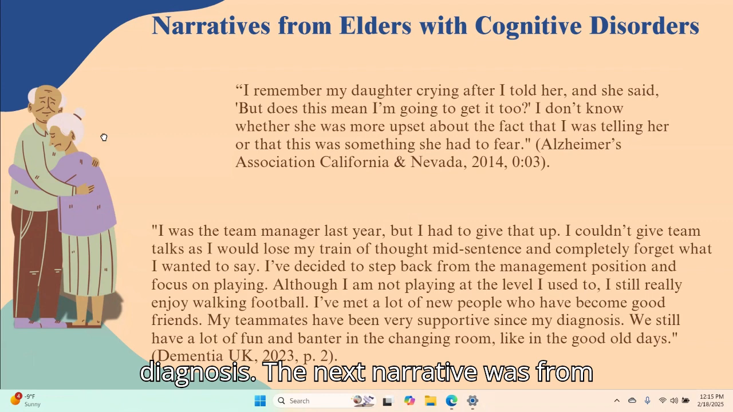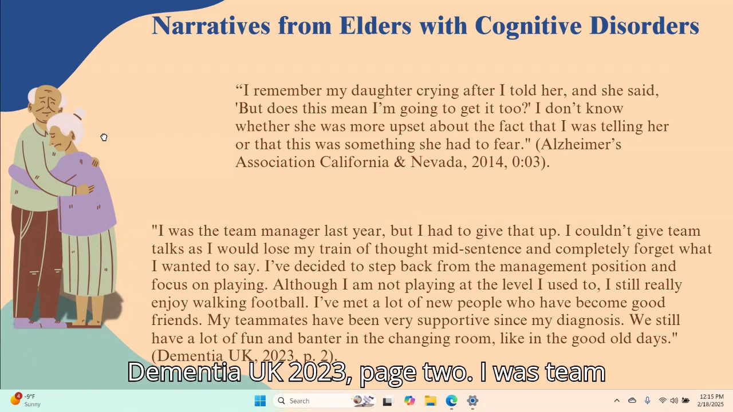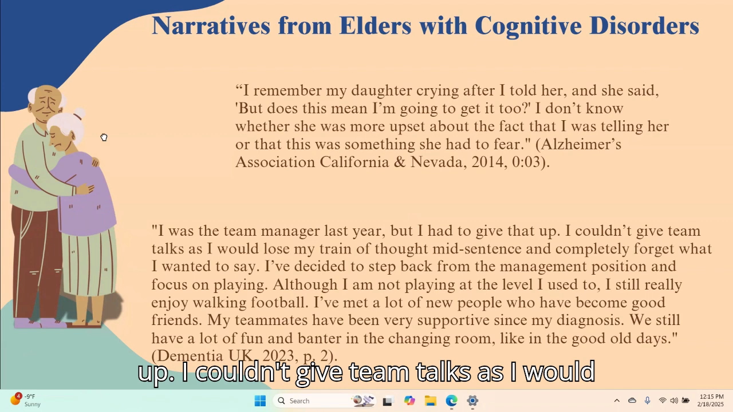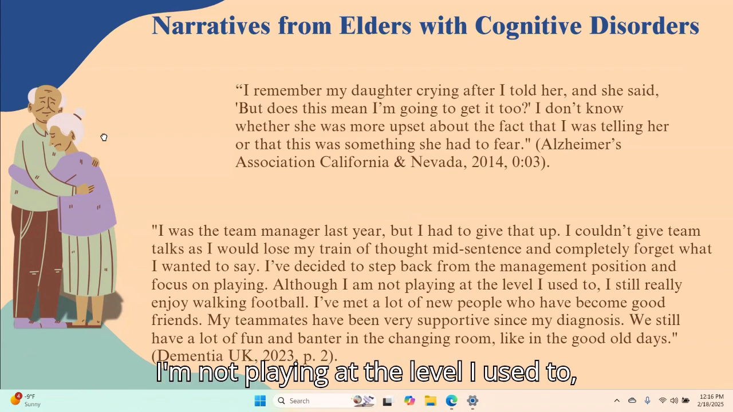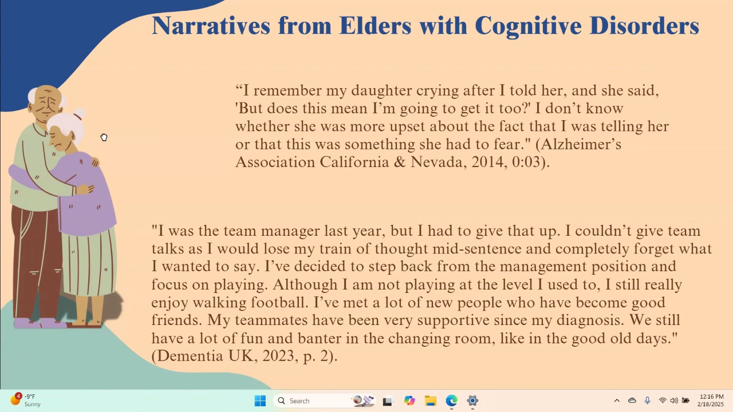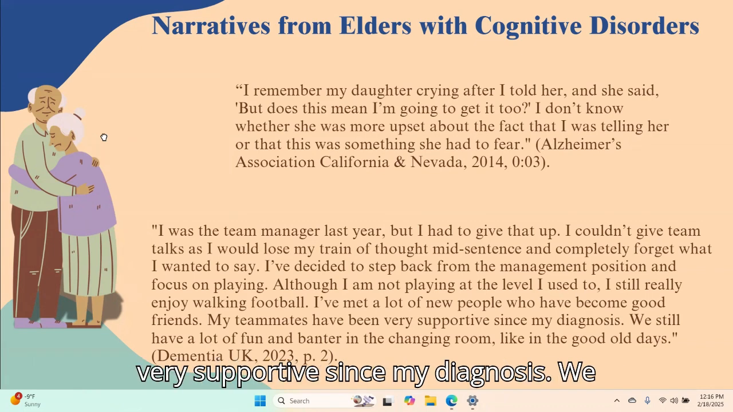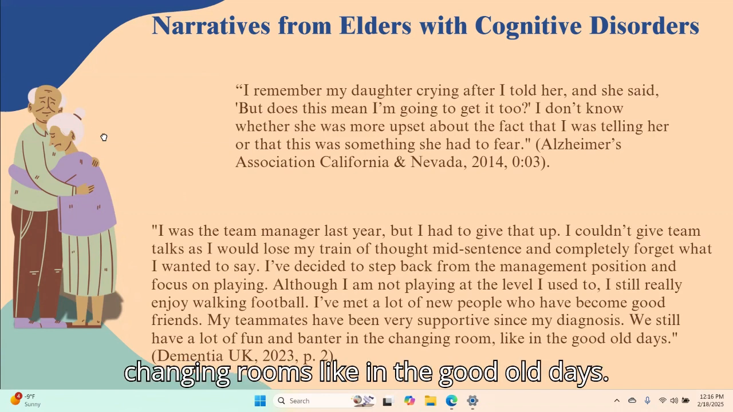The next narrative was from Dementia UK 2023, page 2. I was team manager last year, but I had to give it up. I couldn't give team talks as I would lose my train of thought mid-sentence and completely forget what I wanted to say. I decided to step back from the management position and focus on playing. Although I'm not playing to the level I used to, I still really enjoy walking football. I met a lot of people who have been very good friends. My teammates have been very supportive of my diagnosis. We still have lots of fun and banter in changing rooms like in the good old days.